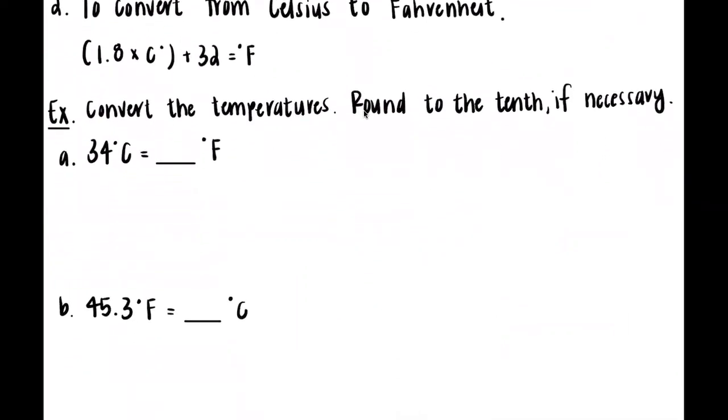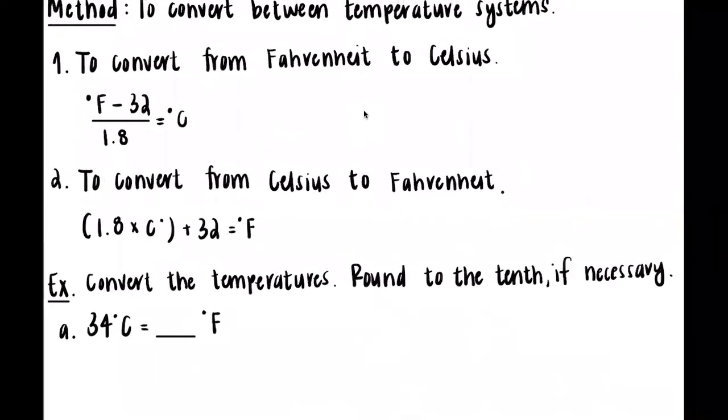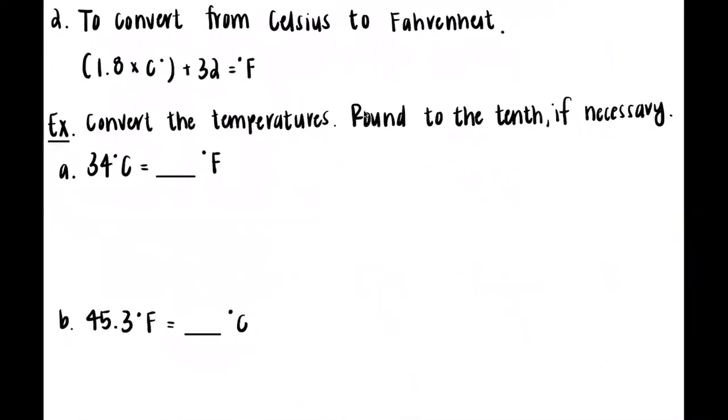Okay, so notice for part A, we have 34 degrees Celsius. That implies that we're given the temperature in terms of Celsius, and we want to find what 34 Celsius is equivalently in terms of Fahrenheit. So that means that we're going to use the second formula here. We're given the Celsius, we multiply by 1.8, then add 32. Remember order of operations. And then we'll find who this Fahrenheit is. So we're going to use this formula.